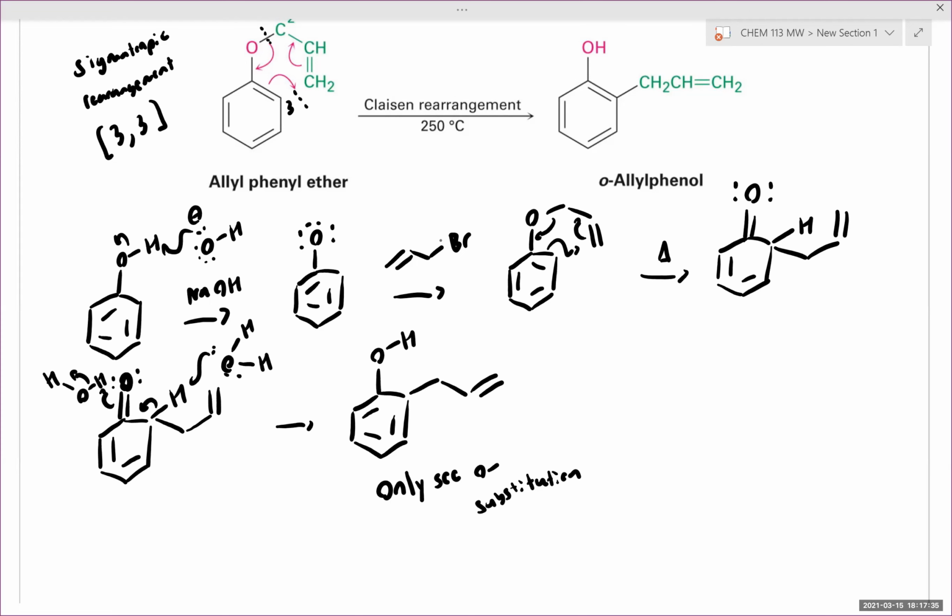Could you draw the arrow for the second step, where you go from the negatively charged oxygen? Yeah, sorry about that. That's just a typical SN. Okay.